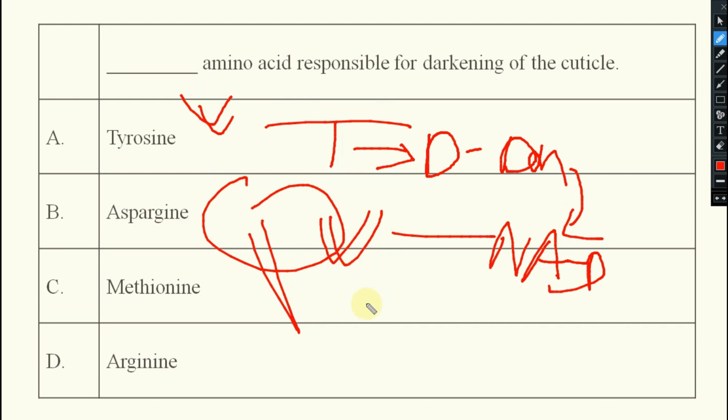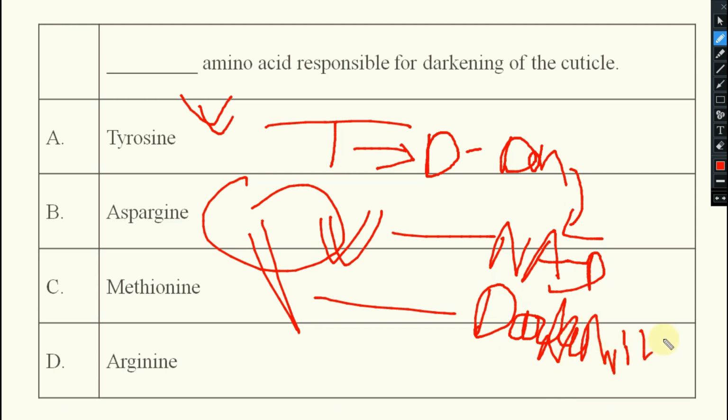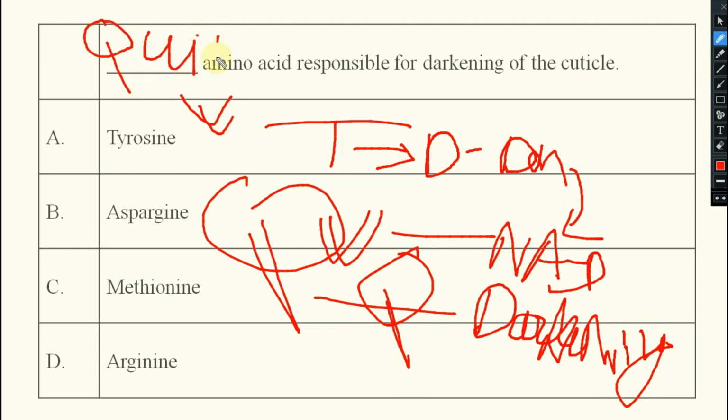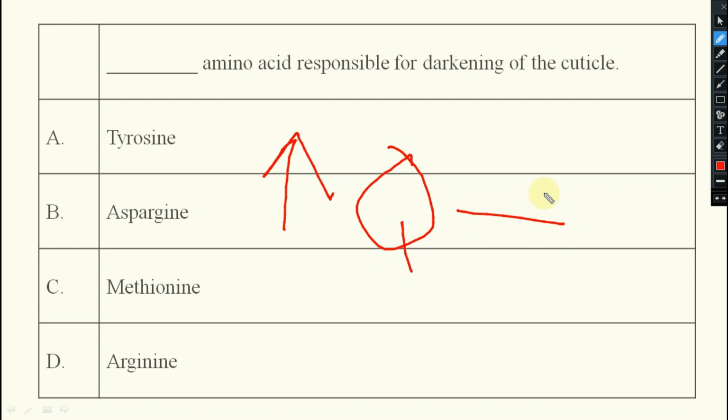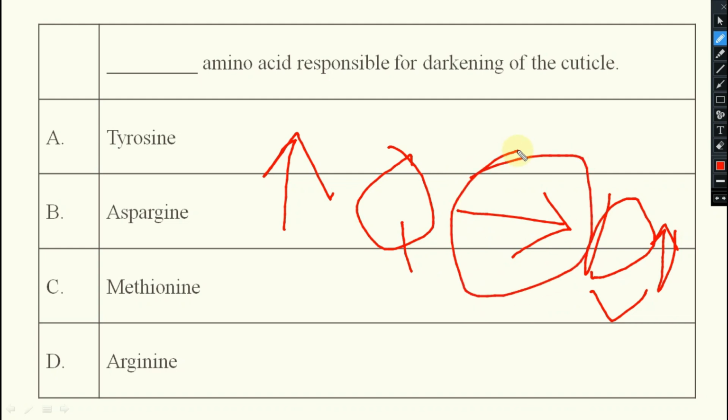You see, the question may come, which is responsible for darkening of the cuticle? So the answer will be what? Quinone is responsible for it, the spelling is Q-U-I-N-O-N-E. Quinone is responsible for darkening of the cuticle. That means what is the relationship? The more the quinone component, the darker will be the cuticle, directly proportional to your darkening effect.